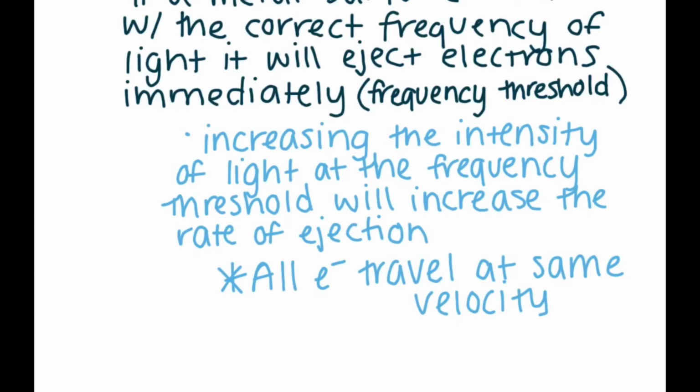Increasing the intensity of light at the frequency threshold will increase the rate of ejection. So basically, if we apply a greater amount of light at the frequency threshold, then the electrons will be ejected at a faster rate. But it's important to know that all the electrons are traveling at the same speed or velocity. Just because we intensify the light doesn't mean that the electrons will be traveling at a slower or faster speed.